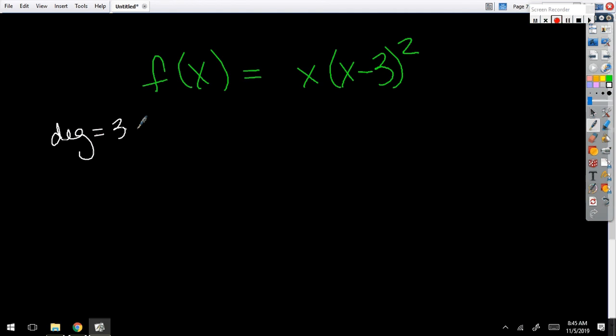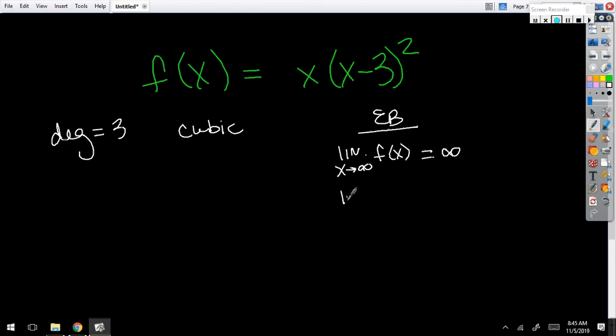which means, what's the name of it? It starts with a C? A cubic. That's exactly right. It's a cubic. What would the end behavior of this cubic look like? The limit as x approaches infinity of f of x would be what? Yeah, infinity. How about the limit as x approaches negative infinity? If it's an odd degree with a positive leading coefficient.